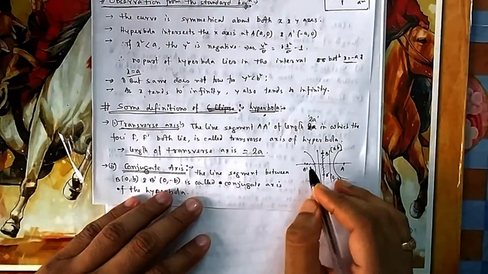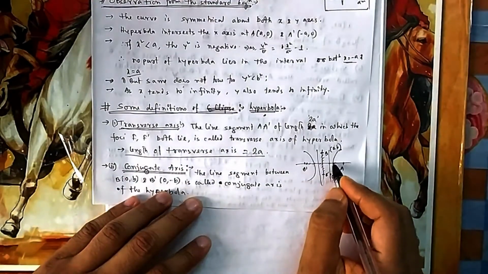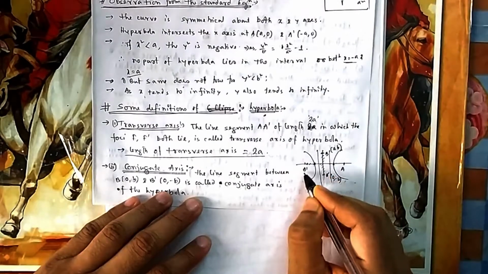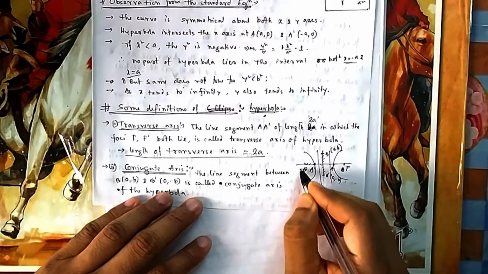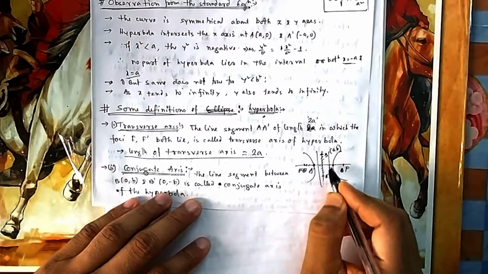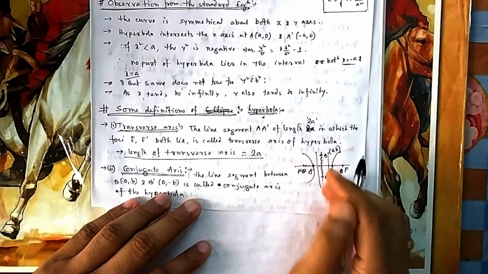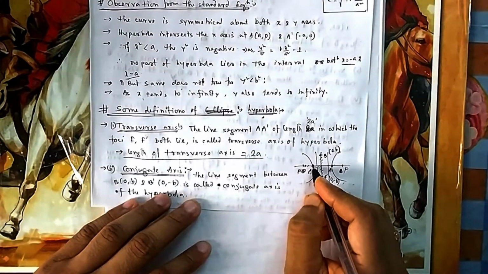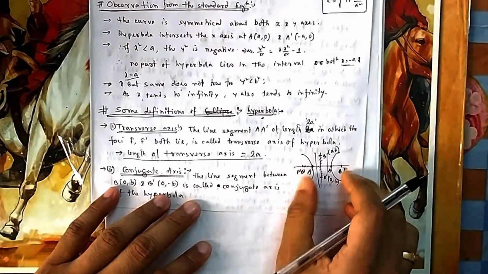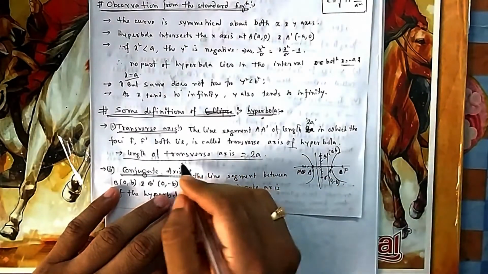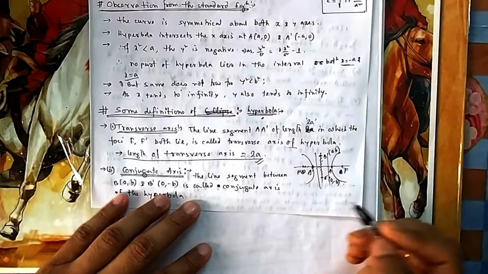The A A dash length. This point was A, this point was A dash. These points are the foci, and these two are the vertices actually. So A A dash, this length is 2a, because each vertex is at a unit distance. So this is 2a, on which the foci F and F dash both lie. This line is called the transverse axis of the hyperbola. What is the length? It is 2a, from here to here.